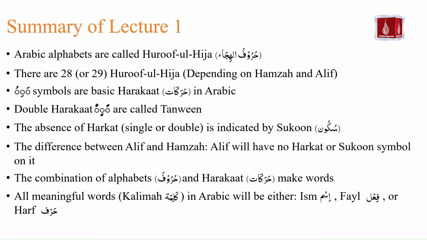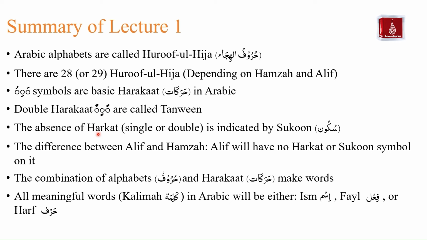This is a summary of the first lecture. We learned that the Arabic alphabets are called huruful hija. These are 28 or 29 in number depending on Hamza and Alif. Pesh, Zer, Zabar symbols are basic harakat in Arabic. Double harakat, do pesh, do zer, do zabar are called tanween.